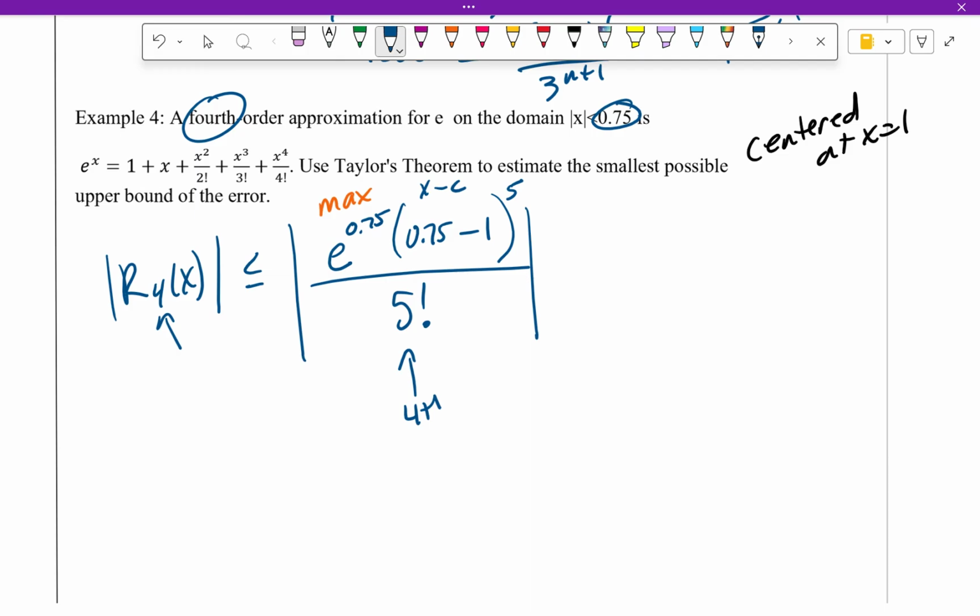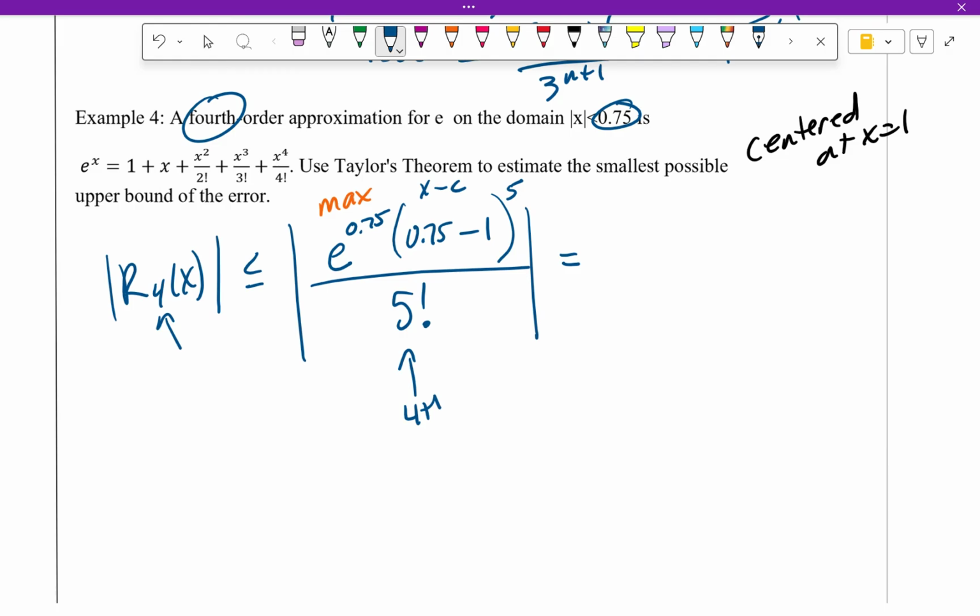Question. Does it matter if it's x minus c or c minus x? Yes, because that does not have absolute value around it, and you might mess up your sign. Okay, does that make sense? Not a big deal if it's even, but if it's odd, it does. Okay, it's a good question though.